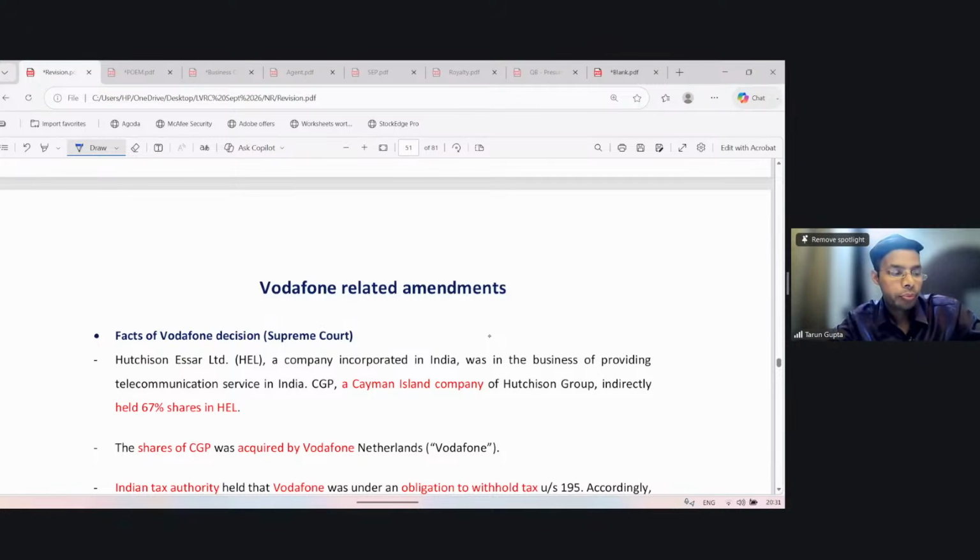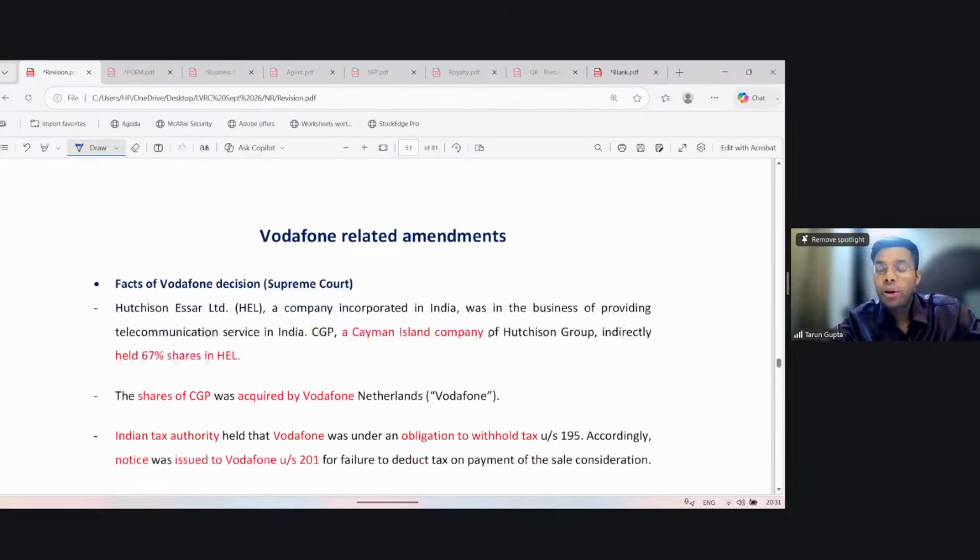Now, Vodafone. So what happened in Vodafone? The facts of the Vodafone case. Hutchison Essar Limited, HEL, a company incorporated in India, was in the business of providing telecommunication service in India. Right? So Hutch was providing telecommunication service in India. CGP, a Cayman Islands company of the Hutchison Group, indirectly held 67% shares in HEL.